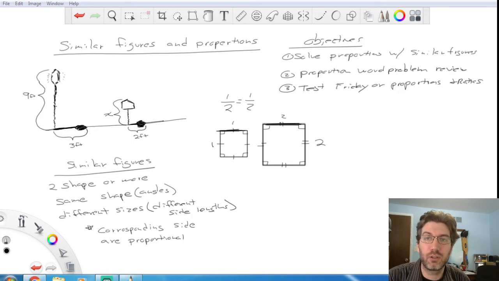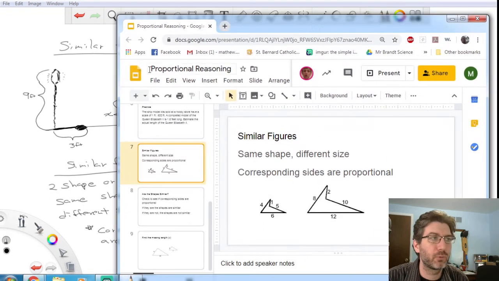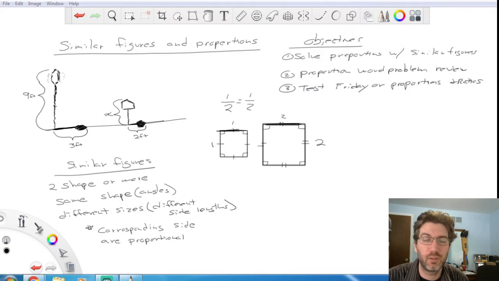If you follow along, it's in this PowerPoint right here, which is the proportional reasoning one. So I just did a different shape here. I'll do this shape in a second. But you can follow along with the notes, but you can take them too. It's not difficult. You just got to remember what a similar figure is, and note that once you've established that they're similar figures, you know sides are proportional. So here you have 1 over 2 is equal to 1 over 2.